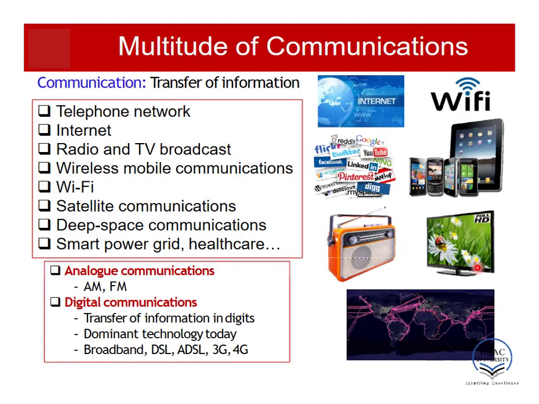So, what is communication? A vague definition of communication can be transfer of information. Whenever we transfer information from one place to another, from one person to another, we are actually communicating. What are the mediums of communication? Let's say telephone network, internet, radio and TV broadcasting, wireless mobile communications, Wi-Fi, etc. All are mediums of communication.